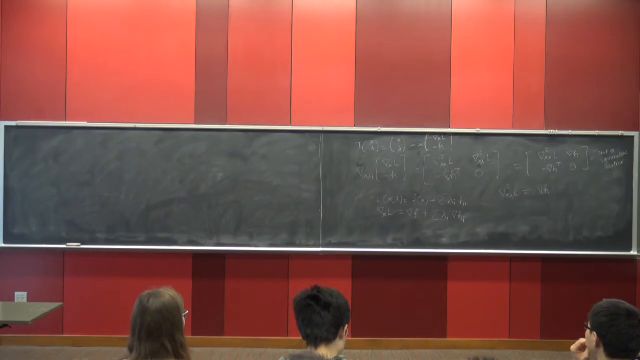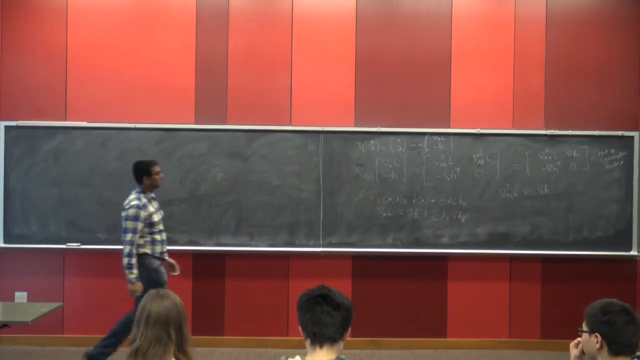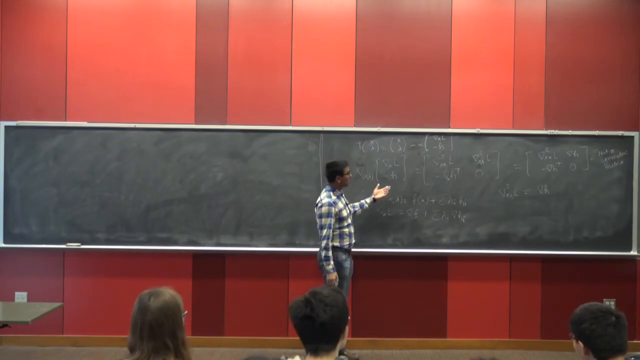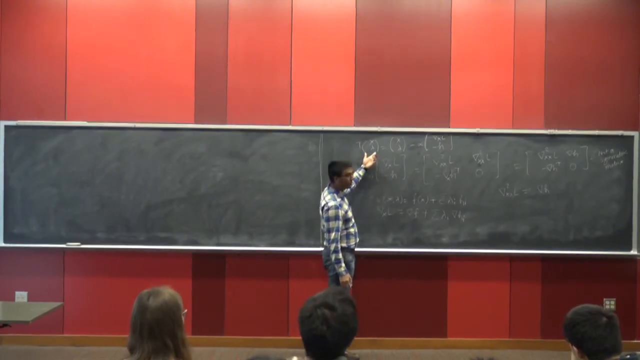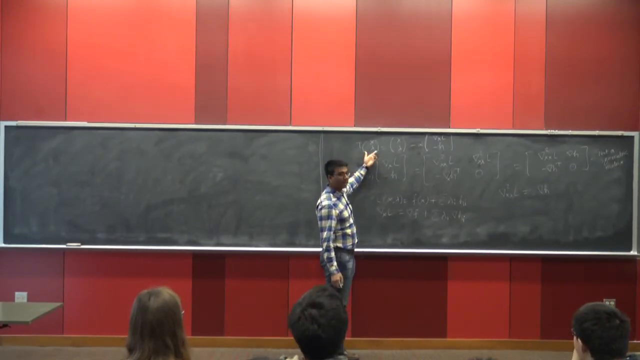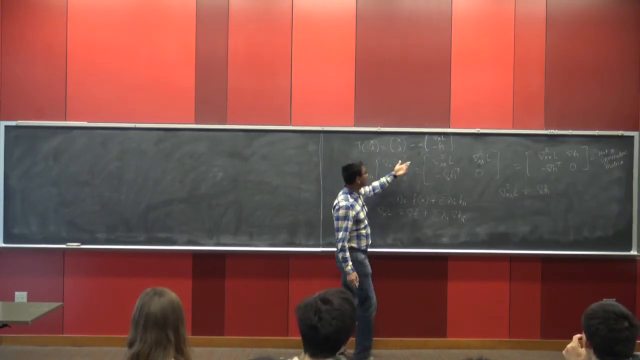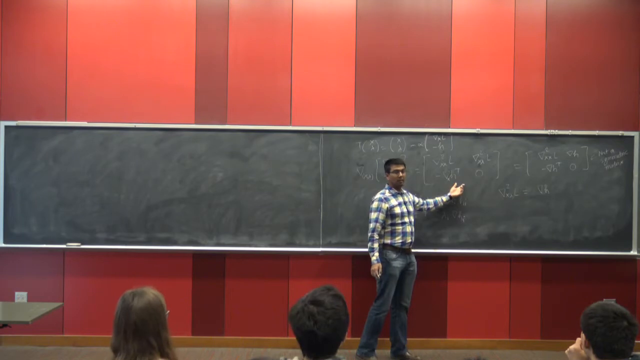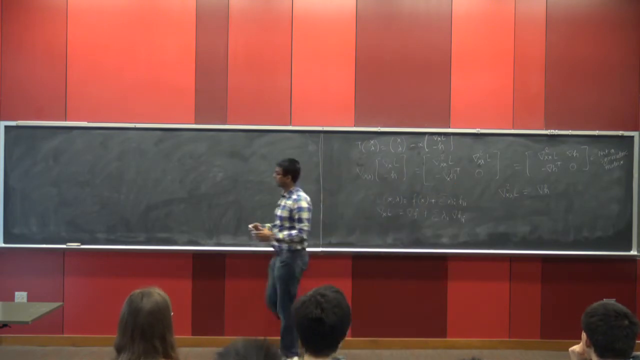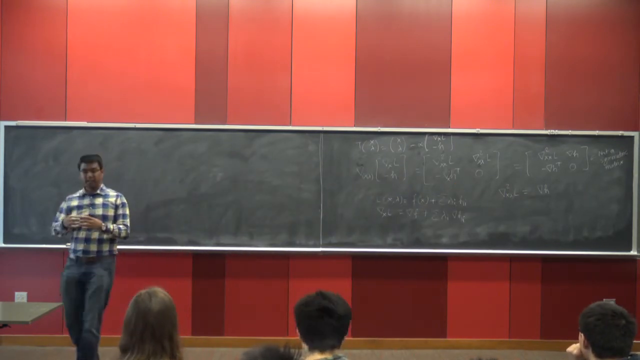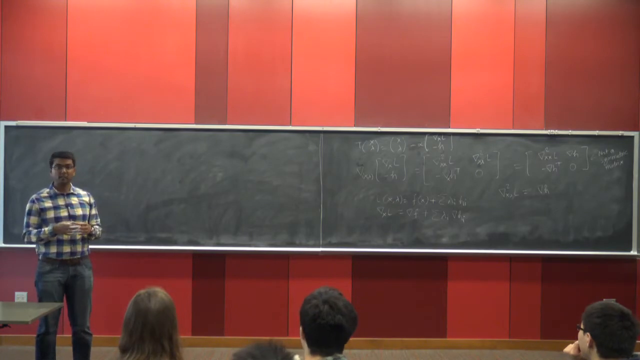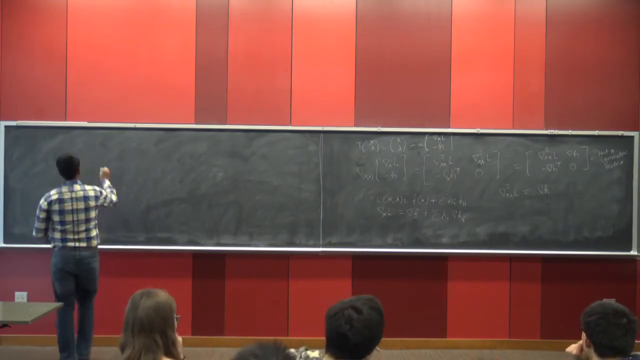Okay, so in order to prove that this map is a contraction, what exactly do we need to prove? We need to prove that the spectral radius of the matrix is strictly less than 1, okay? So T is a contraction.